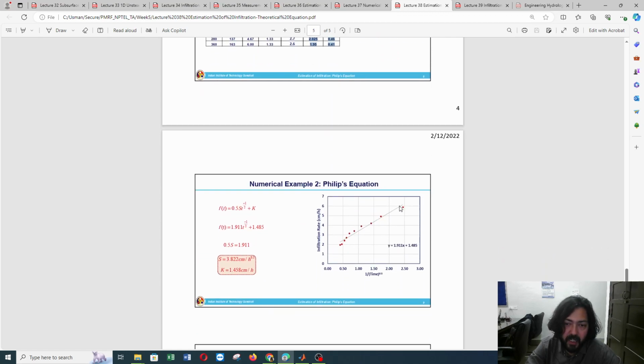Now the equation is a straight line. So the first term will give us the slope. The slope will give the value of K, that is the coefficient of sorptivity and in order, like, hydraulic conductivity, and the y-intercept will give us the value of sorptivity. So this value and this value we have compared with the standard equation, and we got the values of sorptivity and hydraulic conductivity.